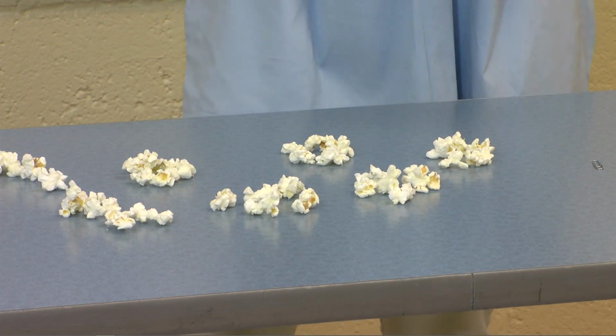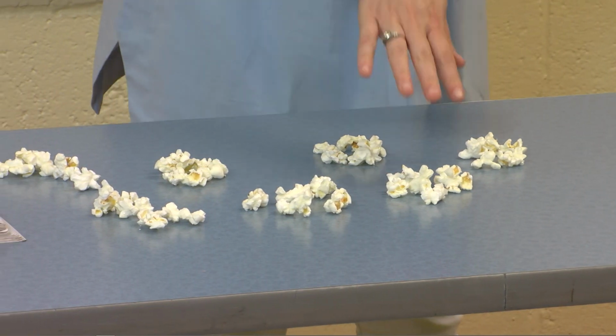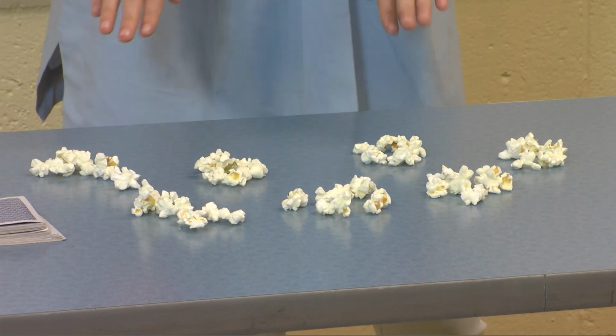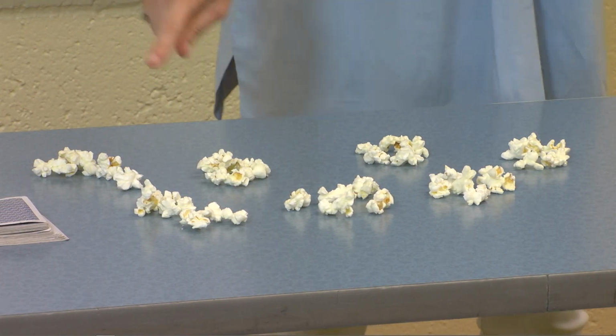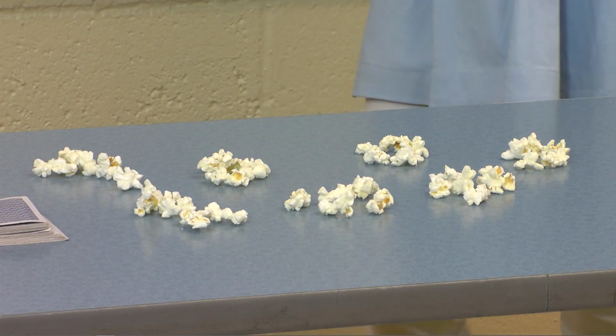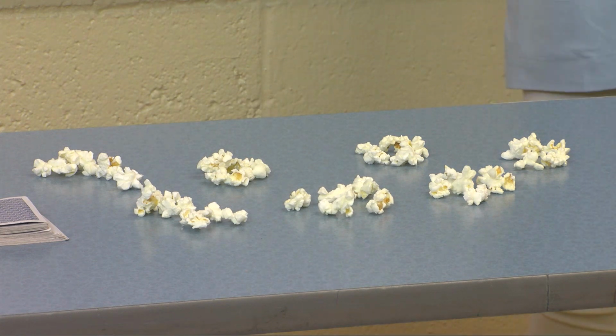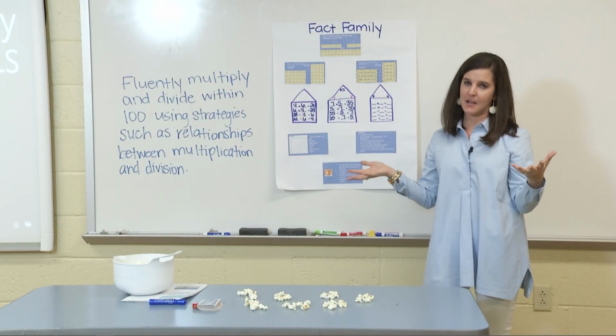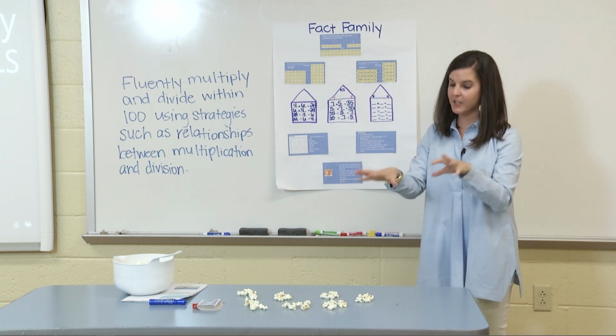So I'm going to double check it. I have 5 in each group. 5, 5, 5, 5, 5, 5. And I have 1, 2, 3, 4, 5, 6, 7. Okay, so I have 7 groups of 5. So if I didn't know how to skip count by 5s really well, then I could do something like this.